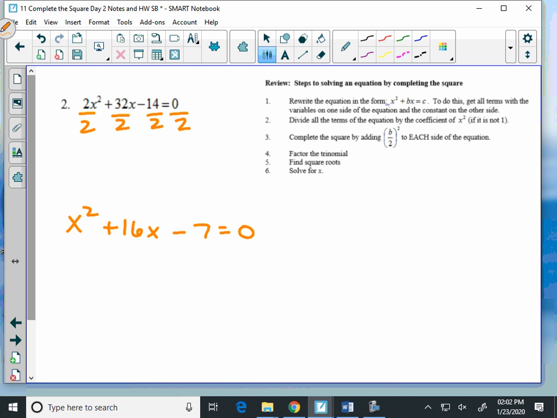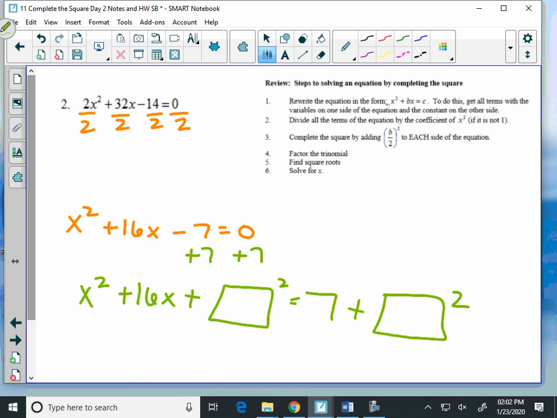Exactly what we did yesterday. What's our first step? Add 7. We take that back number, move it over. We get x squared plus 16x plus your box squared equals 7 plus your box squared. Look at your new middle. What are we going to do with our new middle number? Divide it in half. Divide it by 2 to get 8. And that's what we're filling our boxes in with.